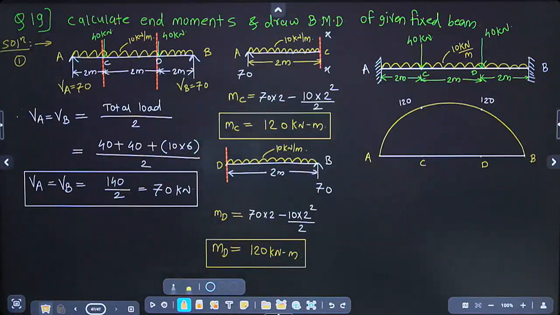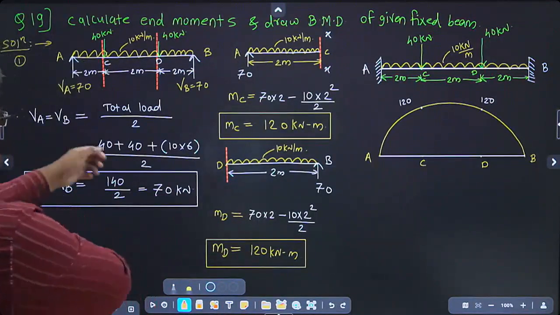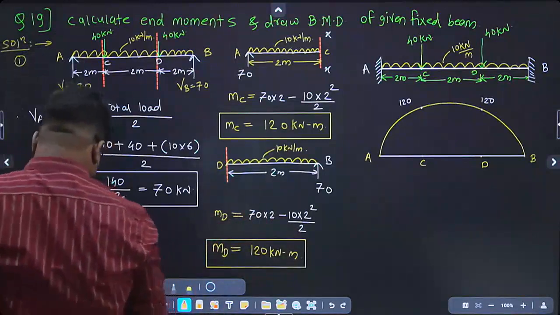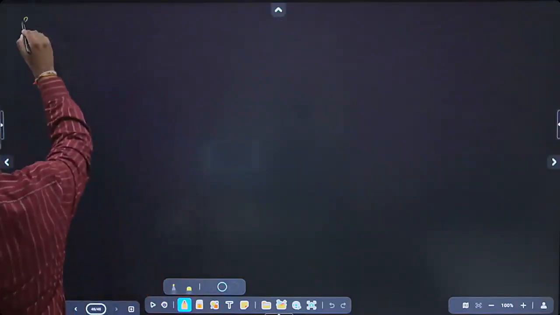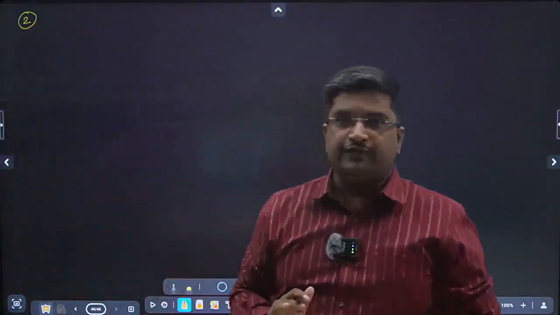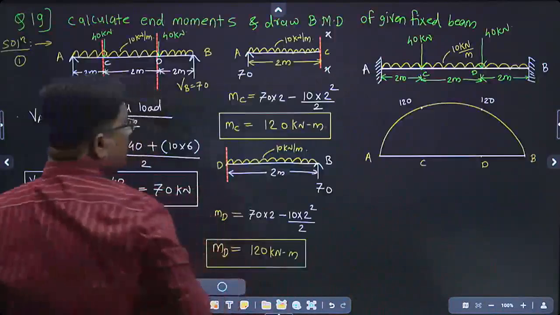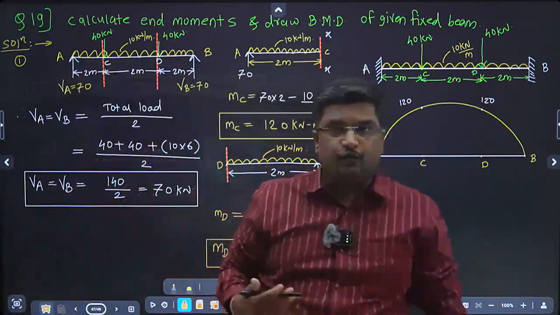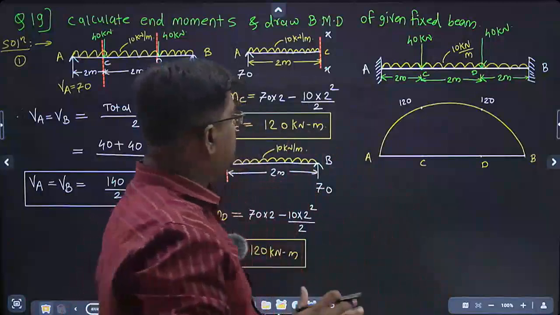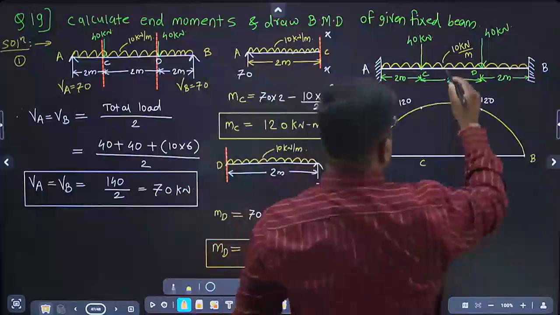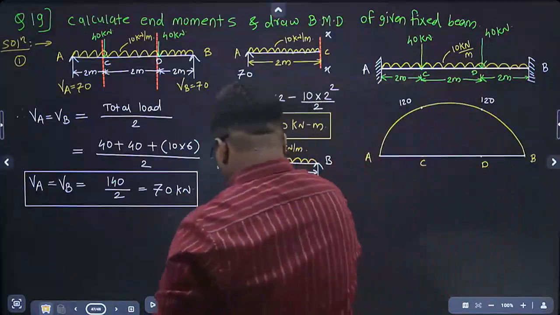Next. Now what is our step? Step number 2, calculation of fixed end moments. Now that part is very interesting. For that you have to consider 3 formulae. Now see here. For UDL you have to consider small w.